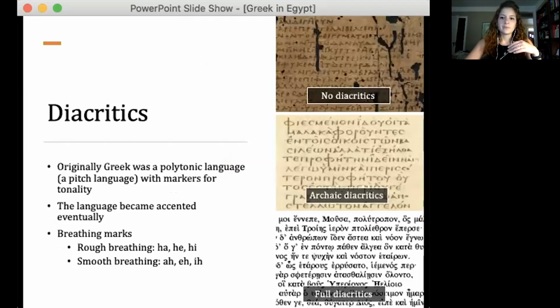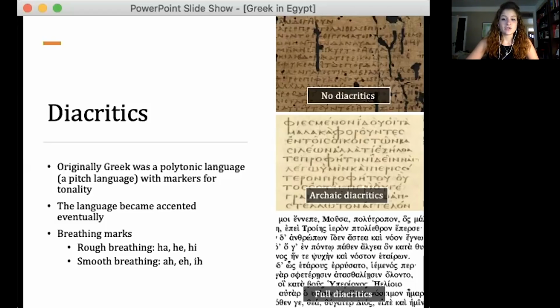So when you look at a published ancient Greek text, or even modern Greek texts before the spelling reforms of the 80s, you'll see diacritics, which are essentially little marks developed around the 3rd century BC above the letters. Originally, Greek was a polytonic language, that is to say a pitch language like modern Chinese, and different markers were developed to indicate tonality. But by late antiquity, this pitch had been pretty much lost, and instead the language became accented like English is today.